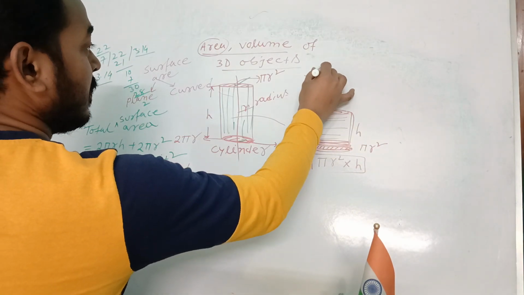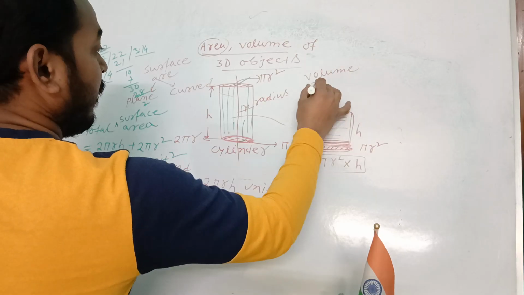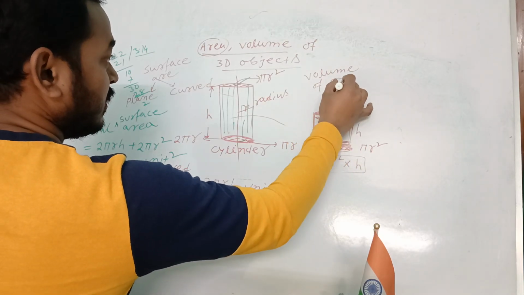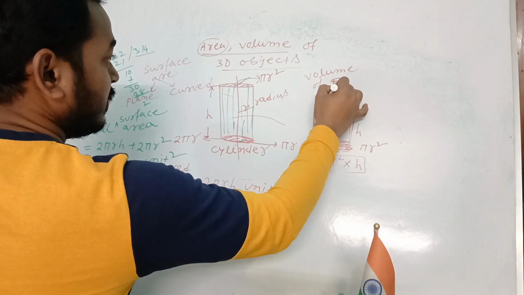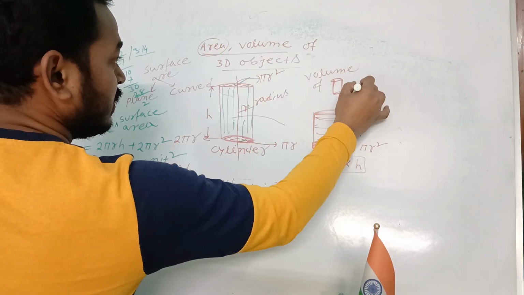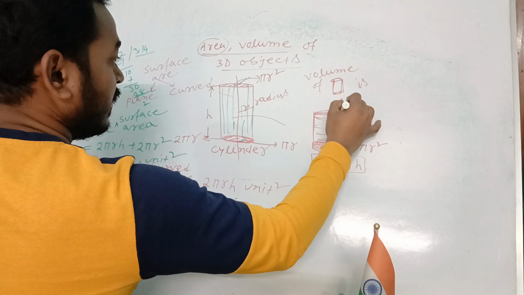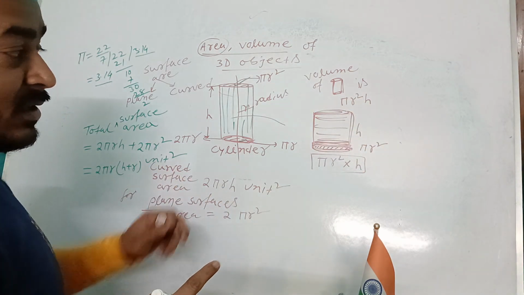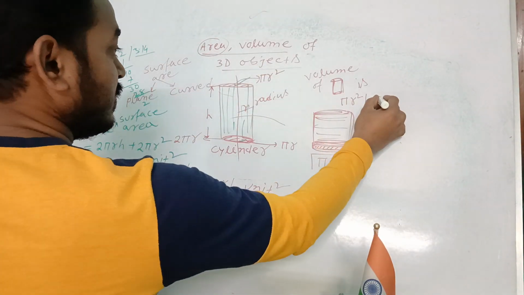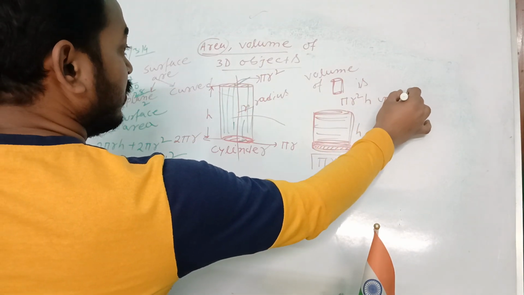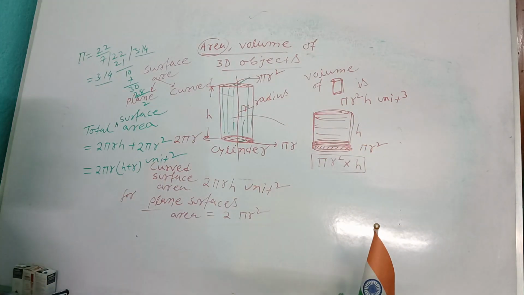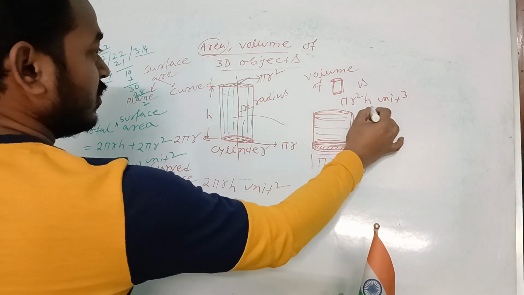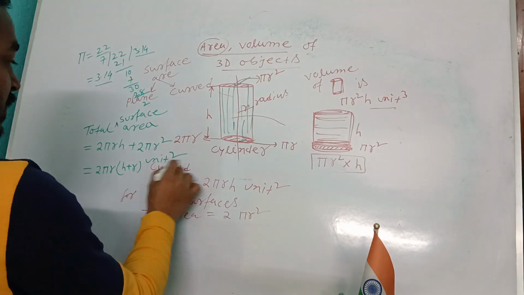So the volume of the cylinder is what? Pi r square h. And here remember one thing: volume is in cubic units. It is cubic unit, not unit square.